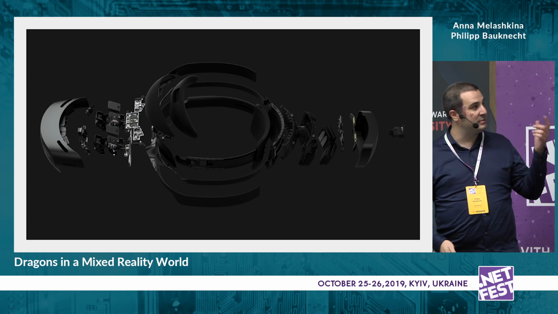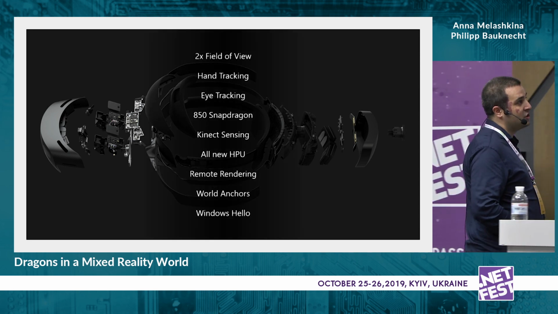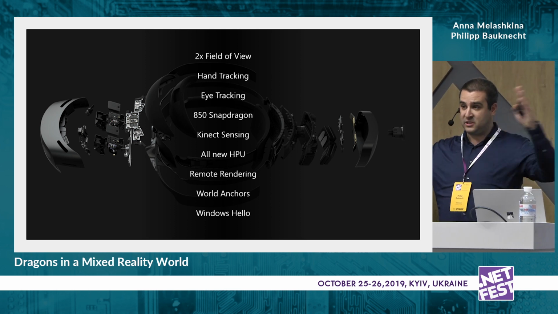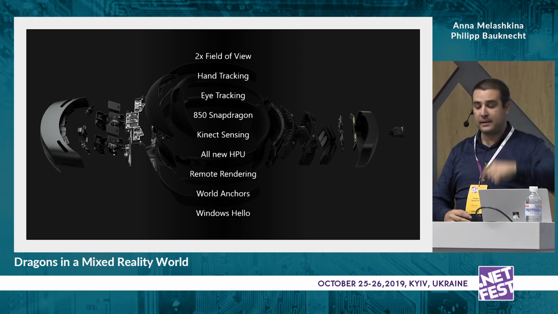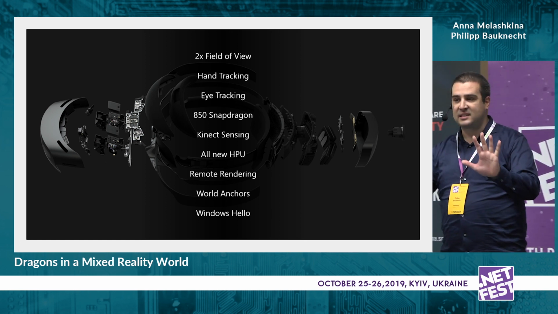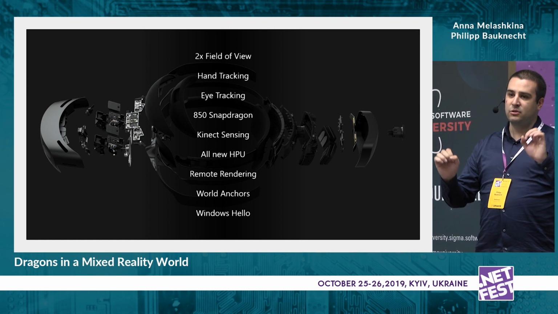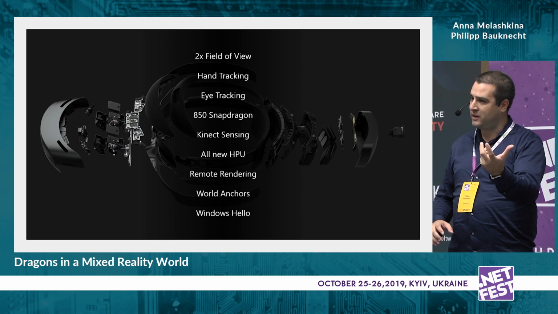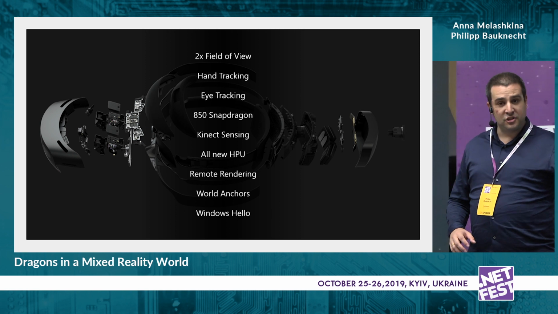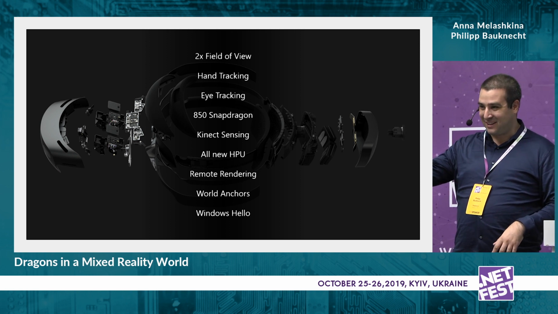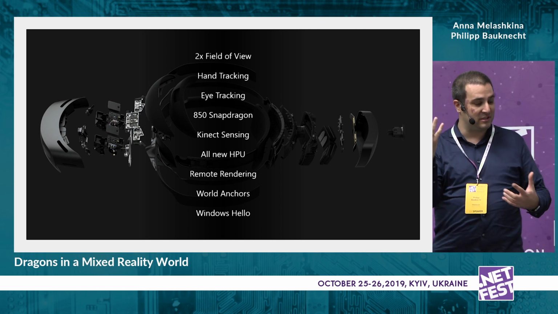So some of the improvements of the second generation: it has 2 times the field of view, so it's much wider and much higher. It now has hand tracking. It basically sees your fingers, and you can actually touch holograms and interact in a very natural way. Whereas in the first generation, you had to learn some gestures, like air tap, bloom, and stuff like that.